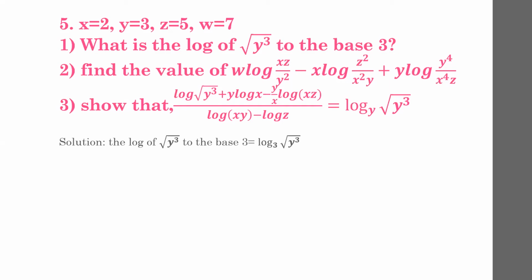So number 1, the log of square root of y cube to the base 3. So we have to write 3 in the base of the logarithm. So log 3 of square root of y cube. Putting the value of y, which was 3, we get log 3 based square root of 3 cube. Now the square root term can be replaced by power half. So log 3 based 3 to the power 3 by 2. Now the power term 3 by 2 can be written in front, so 3 by 2 into log 3 to the power 3.